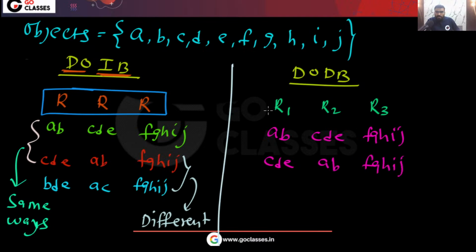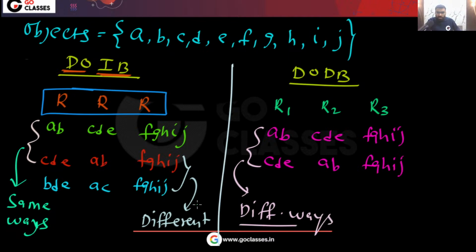Okay, in the DODB, now the boxes are different. You can see all the boxes are different. This may be a big box, this is a small box, maybe this is a very big box. So you can easily see that these are different ways. Yes or no? Now these are different ways, so we have to calculate them differently. I hope you understood.